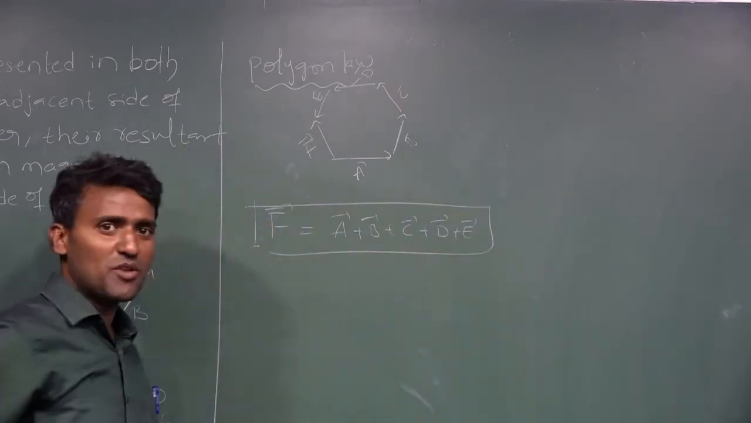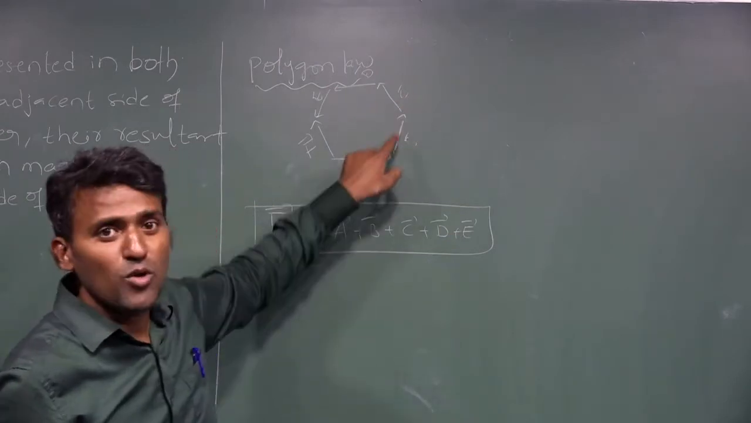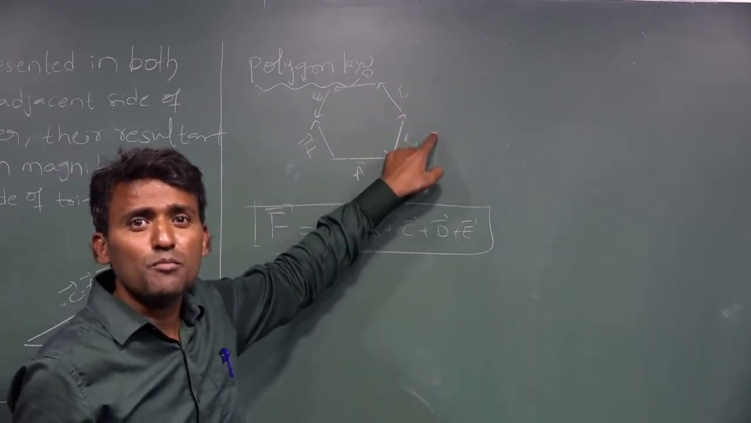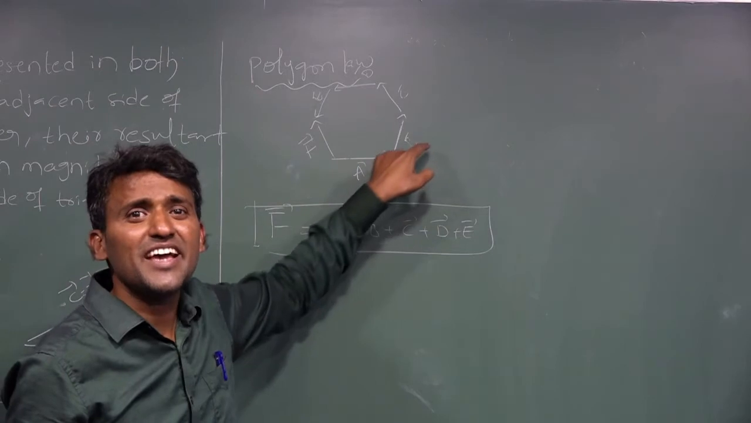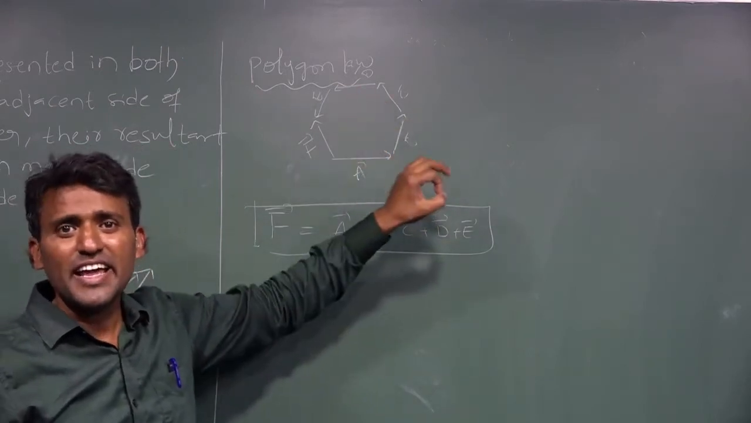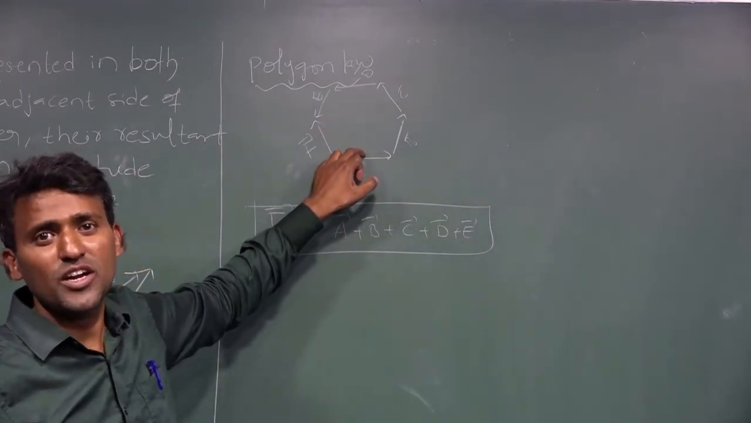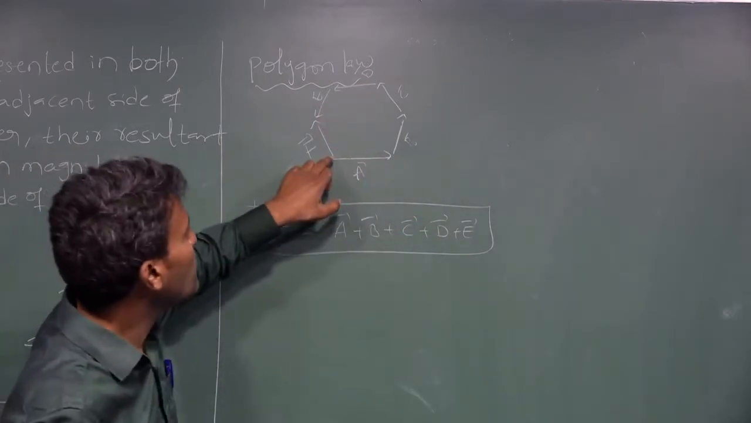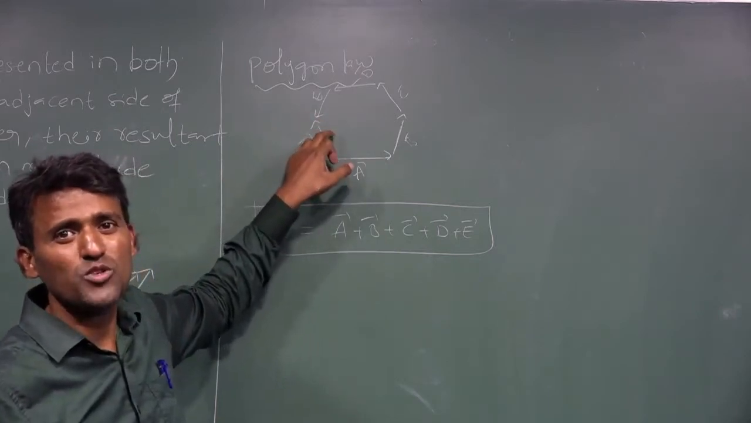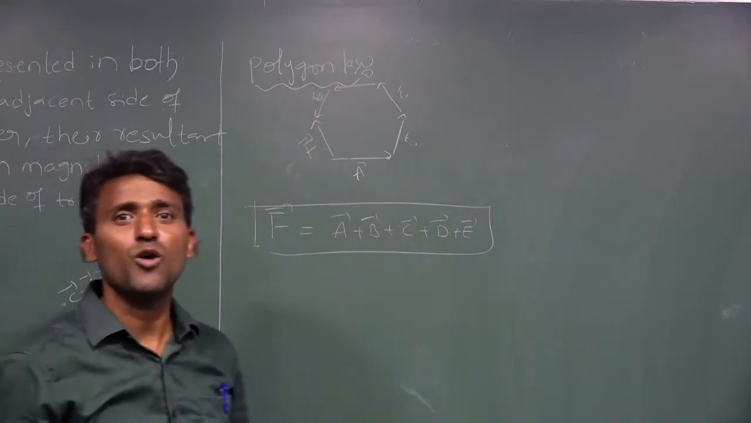Just I am giving the definition once again. A number of vectors represented in both magnitude and direction by the sides of the polygon taken in order, then their resultant is represented in both magnitude and direction but in opposite direction or reverse direction. That we can call the polygon law.